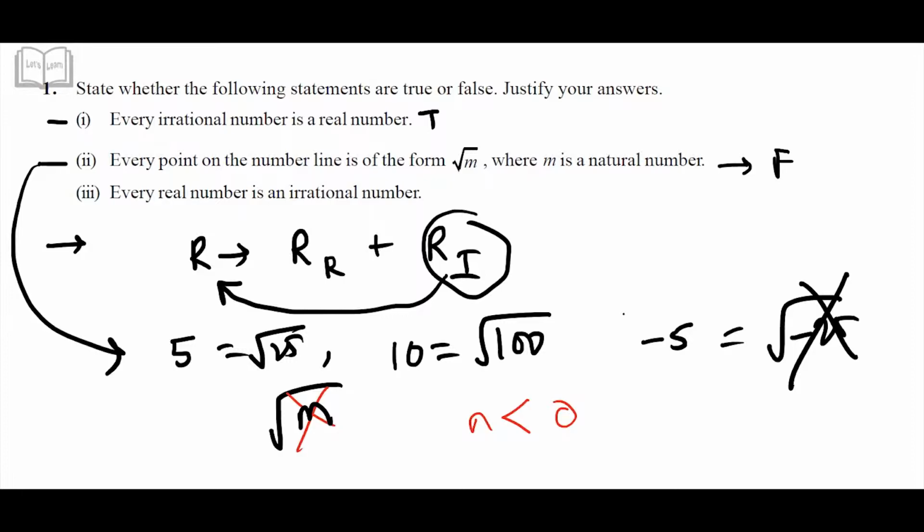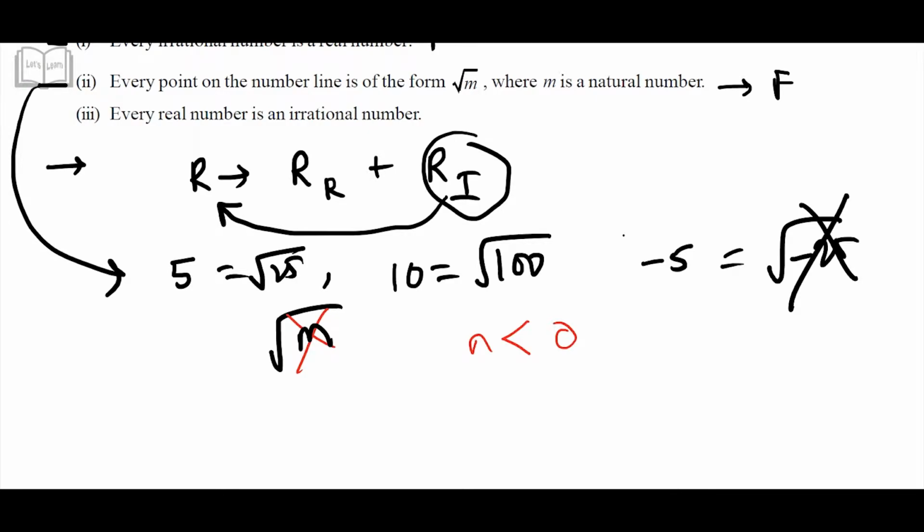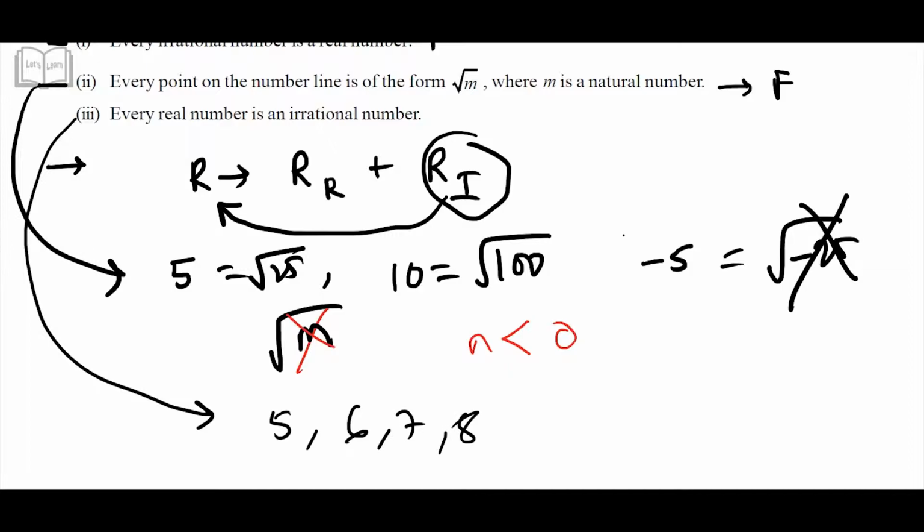Third statement: every real number is an irrational number. No, why? Every real number need not be an irrational number. Suppose I have 5, 6, 7, 8, and so on. These are rational numbers. We know that they can be written in the form p by q. So every real number is an irrational number is a false statement.